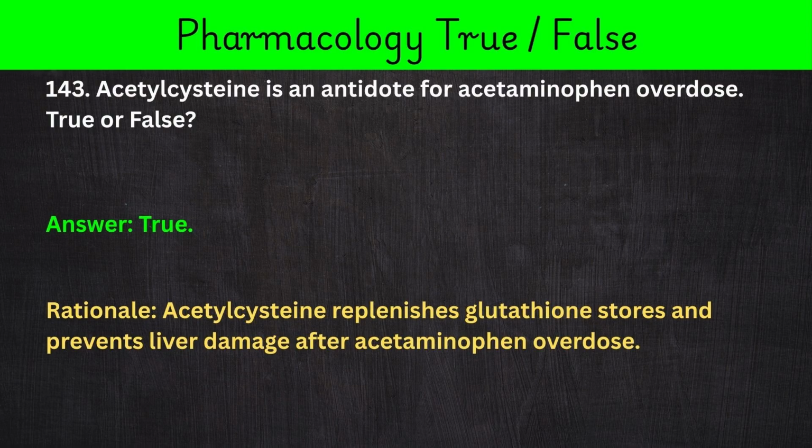143. Acetylcysteine is an antidote for acetaminophen overdose. True or false? Answer: true. Rationale: acetylcysteine replenishes glutathione stores and prevents liver damage after acetaminophen overdose.